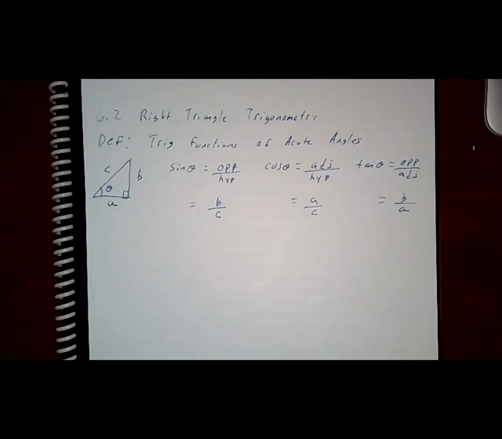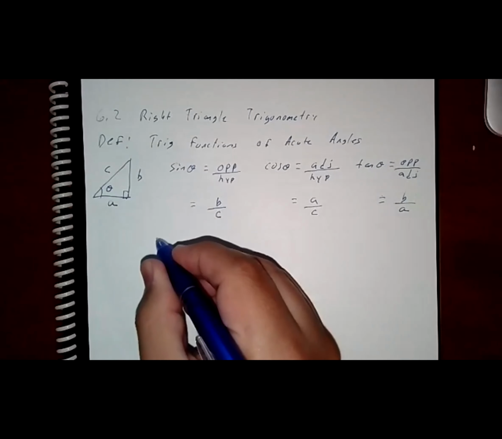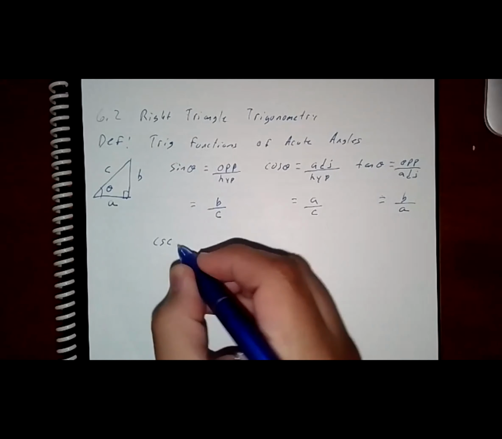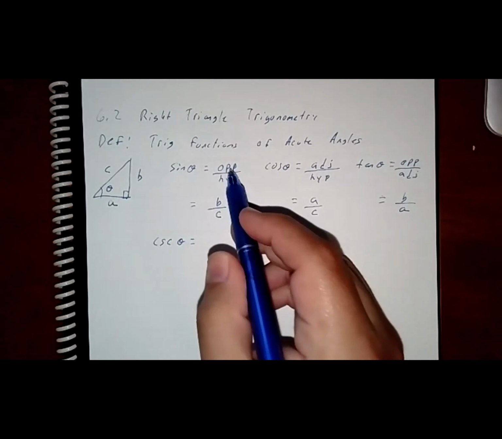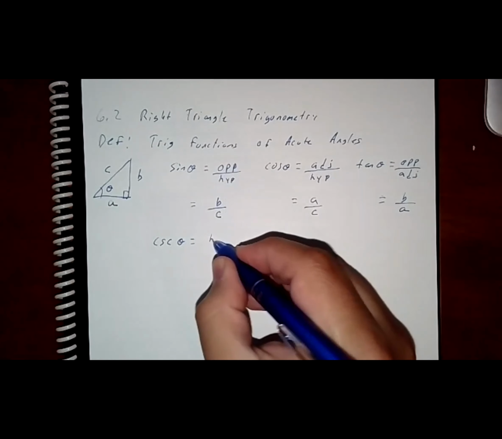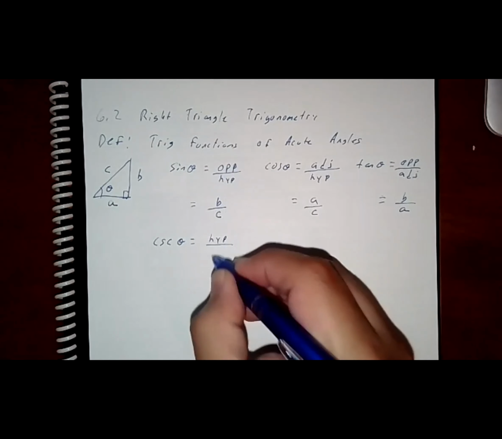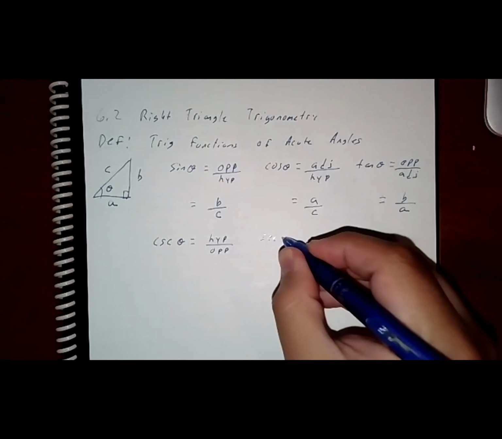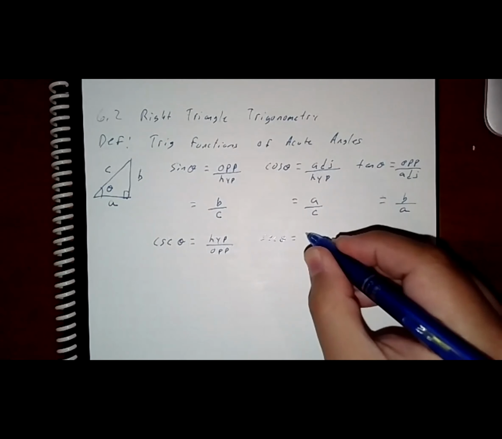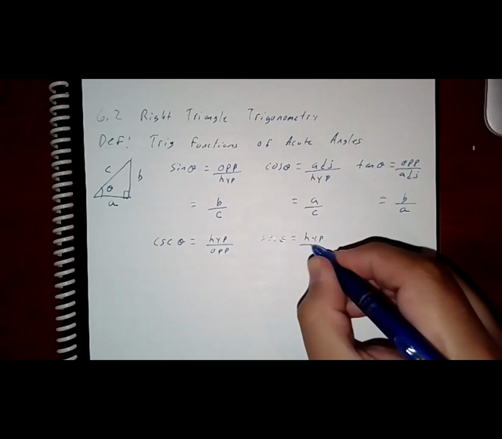Now the reciprocal functions, cosecant. Cosecant of theta is equal to the reciprocal of sine, so that'll be hypotenuse over opposite. Secant, which is the reciprocal of cosine, will be hypotenuse over adjacent.